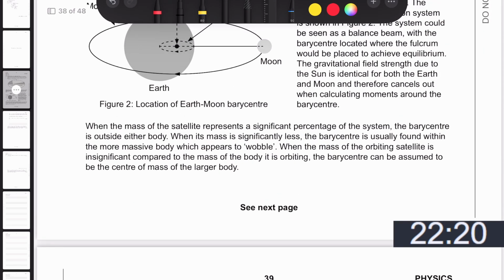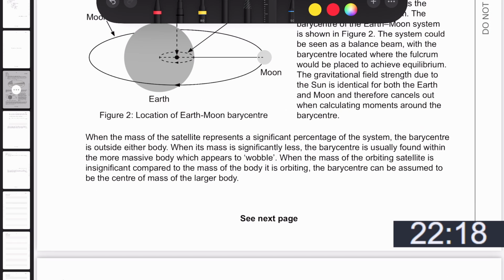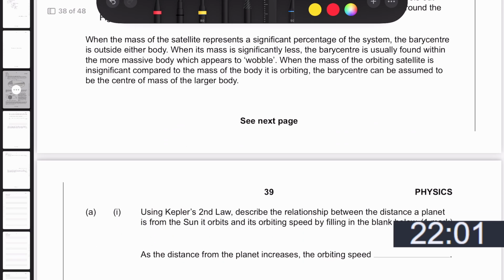When the mass of the satellite represents a significant percentage of the system, the barycenter is outside either body. When this mass is significantly less, the barycenter is usually found within the more massive body, which appears to wobble. When the mass of the orbiting satellite is insignificant, the barycenter can be assumed to be at the center of the larger body.